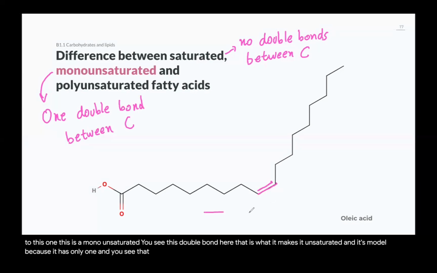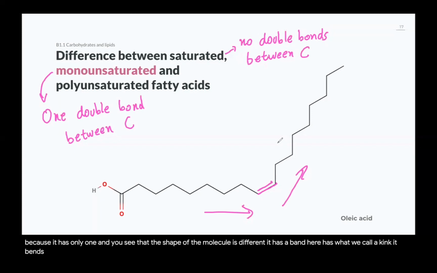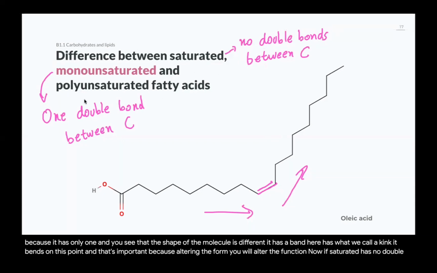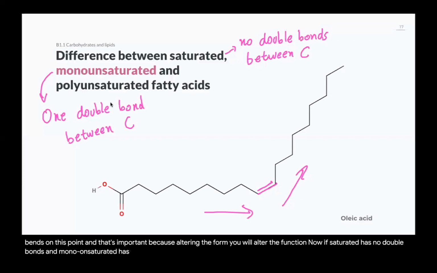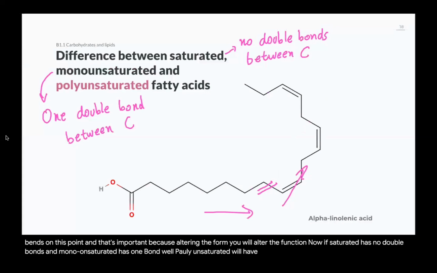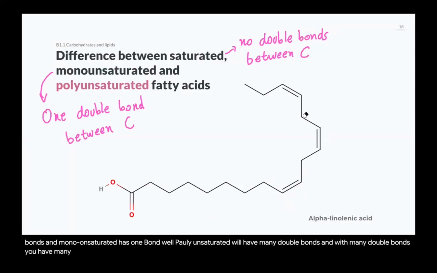And you see that the shape of the molecule is different. It has a bend here, it has what we call a kink. It bends on this point. And that's important because by altering the form, you will alter the function. Now, if saturated has no double bonds and monounsaturated has 1 double bond, well, polyunsaturated will have many double bonds. And with many double bonds, you have many kinks, many bends in the molecule.